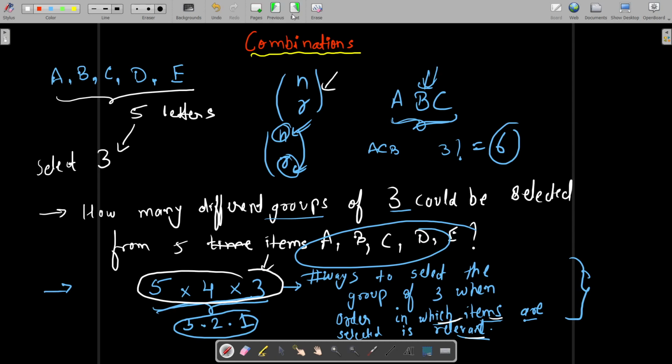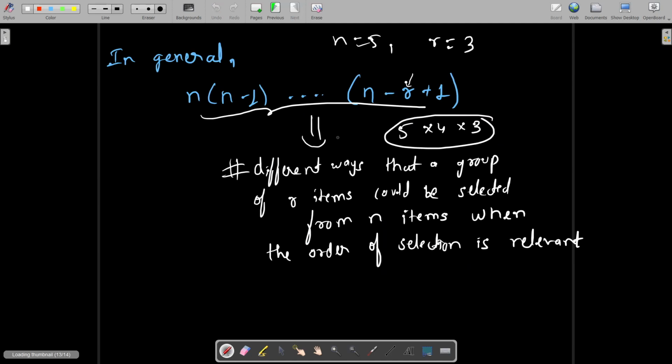So when the order of selection is relevant, then we write these are the number of ways of selecting the r items from n items. I'm emphasizing this term, when order of selection is relevant. Because the first one can be selected in any of the n ways, then the second one in the remaining n minus 1 ways, then the third one from the remaining n minus 2 ways, and so on. And that's why we wrote this thing using the basic principle of counting, everything multiplied.